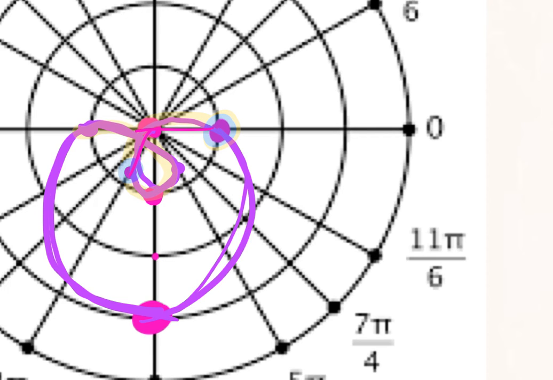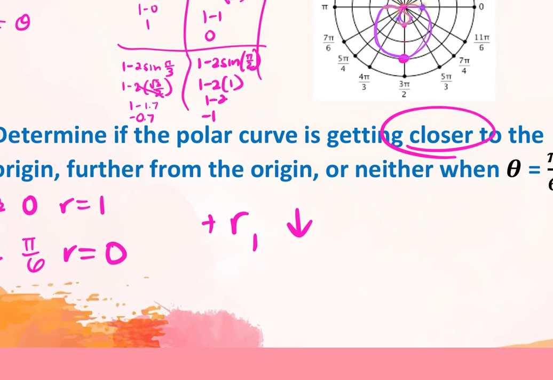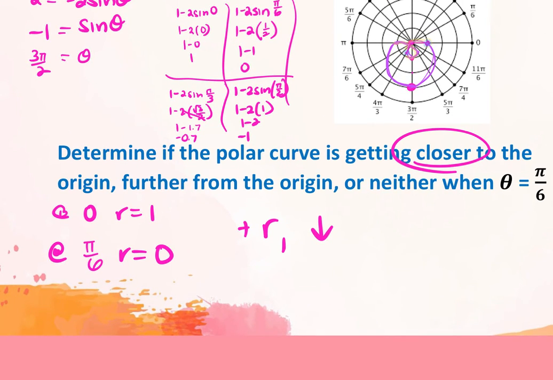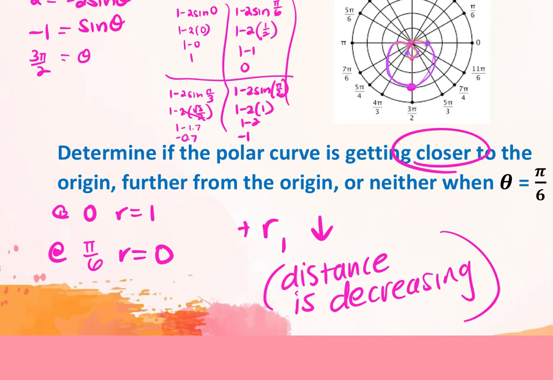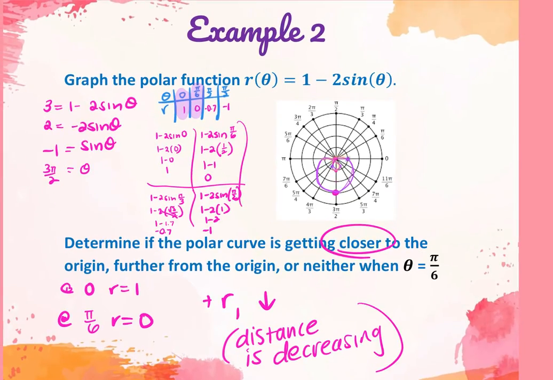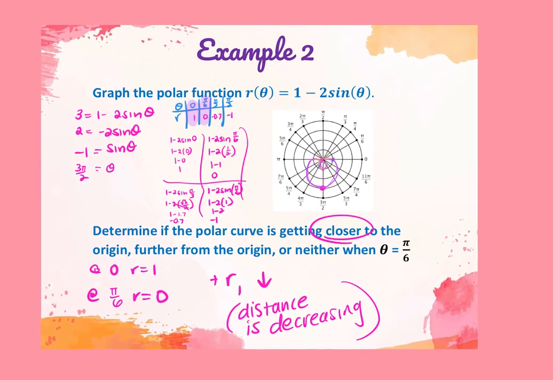But the goal is, sometimes you're going to have to visualize it, but sometimes you don't have to visualize it. Sometimes you're just going to get the r, and you'll want to know, is it positive, is it negative, is it getting bigger, is it getting smaller? So because these are both positive and the values are getting smaller, the distance from the curve to the origin is decreasing. In these words, it says getting closer, but those mean the same thing. So the distance is decreasing. Okay, that would be the same thing as getting closer. Questions on that one?